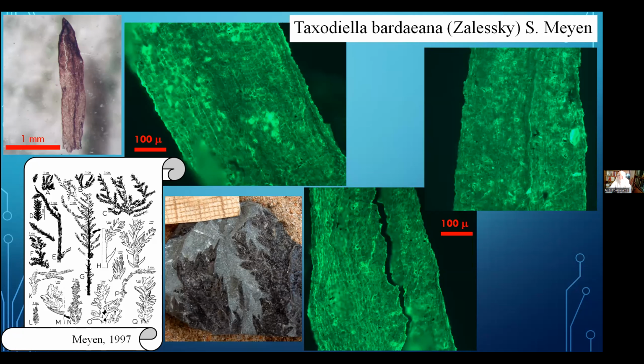Most of the cells are rectangular and arranged in regular longitudinal rows. Many cells bear small papillae on the periclinal walls. And you can see these papillae in profile at the edge of the leaf here.